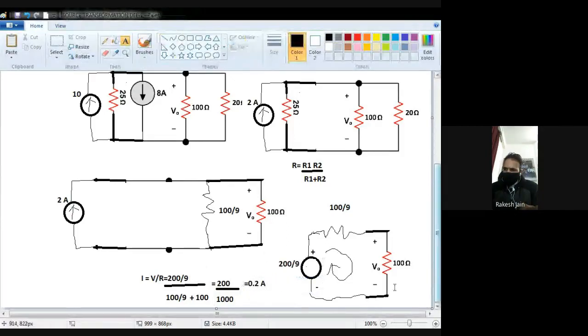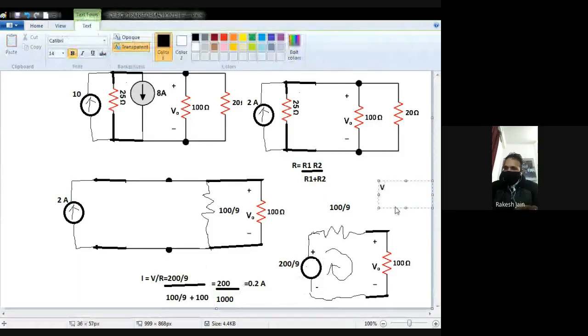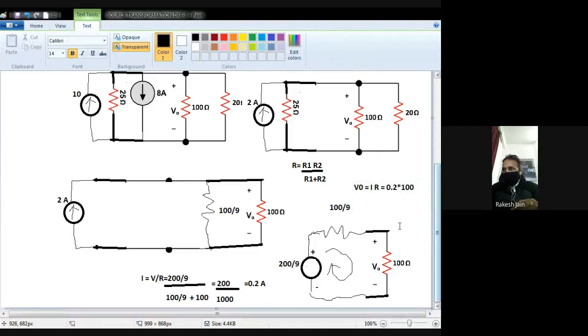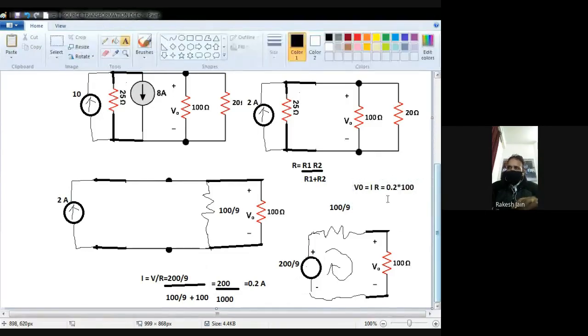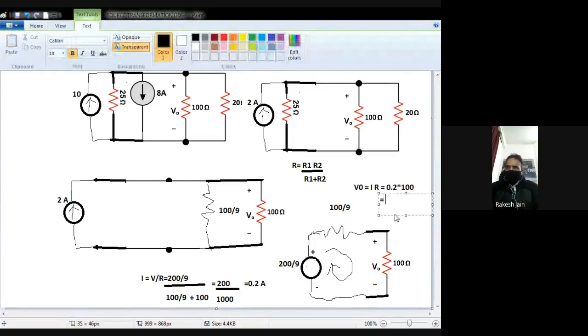So what is the voltage V0? We know the voltage across any resistor V0 is equal to I multiplied by R. Because both resistances, 100 upon 9 and 100 ohm, are in series, the current is same. So 0.2 ampere is the current value, same flow from 100 upon 9 as well as from 100 ohm. Multiply by the resistance, because I have to calculate across the 100 ohm, so multiply 100. So what is the voltage V0 across this 100 ohm? That is 20 volt, and this is your final answer.